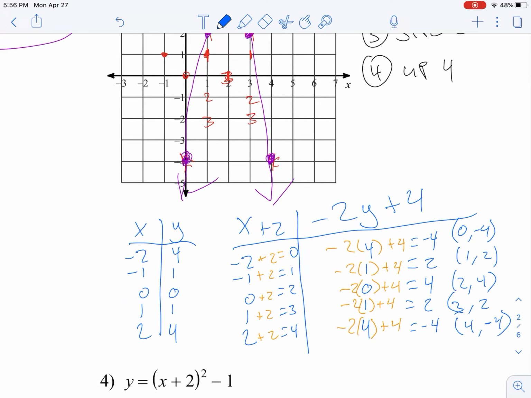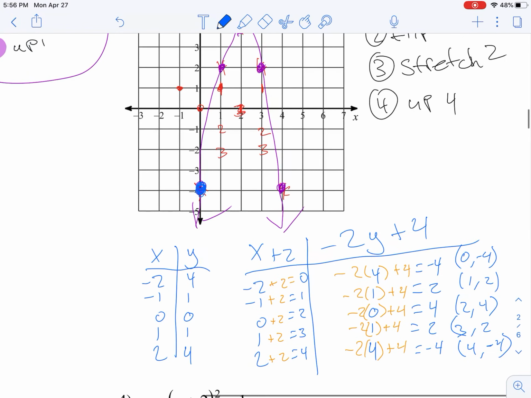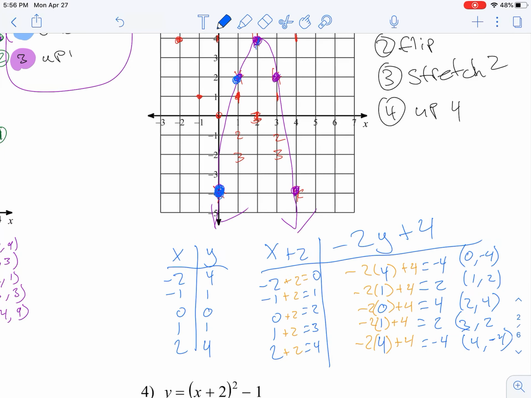And then I'm going to plot those. 0, negative 4 is right here. That's good. 1, 2. It's right here. That's a good sign. 2, 4. 3, 2. 4, negative 4. So we lined right up.